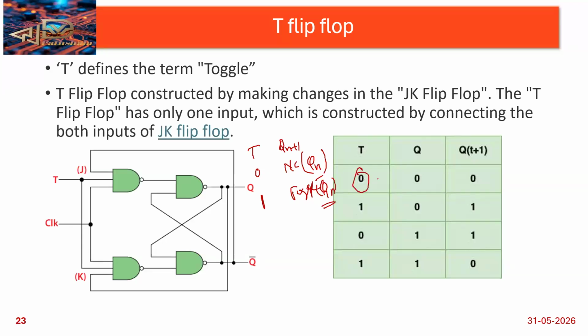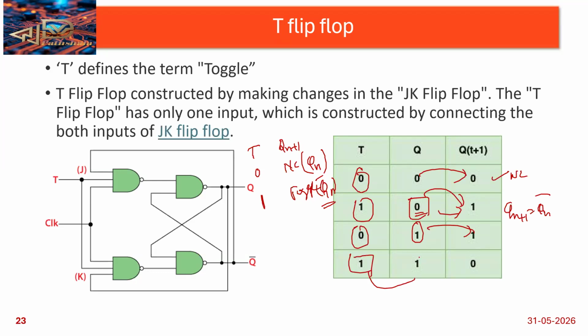So if T is 0, this is no change condition, Q is 0, Qn plus 1 is also 0. If T is 0, Q is 1, and Qn plus 1 is also 1. If T is 1, toggle condition, Q is 0, then Qn plus 1 equal to Qn bar, I'm getting 1 here. And this is 1, so then again 1 means 0 I'm getting.